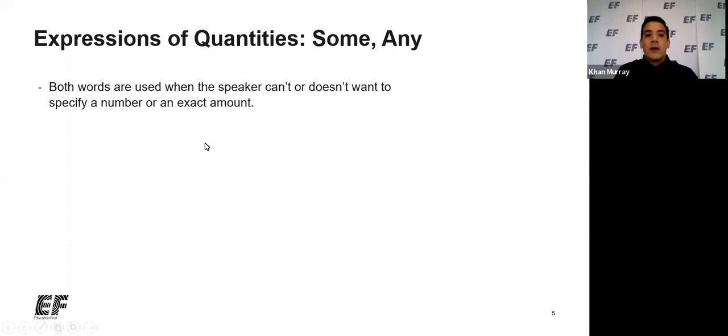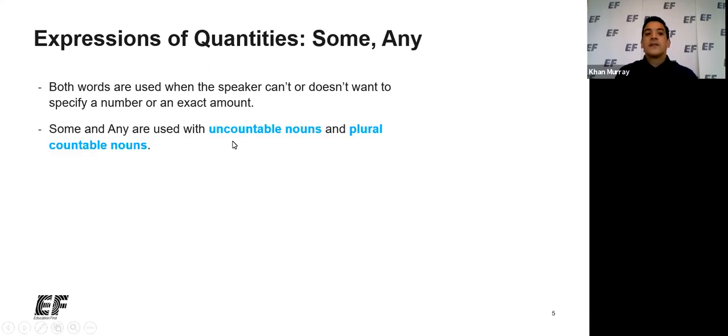So both words are used when the speaker can't or doesn't want to specify a number or an exact amount. So when we don't know how much or how many of something, we can use these two words to represent them and go in their place. So some and any are used with uncountable nouns and plural countable nouns. So that word plural means more than one. Okay, so 2, 3, 4, 5, and so on. But there are little different situations that we prefer in English to use over the other.